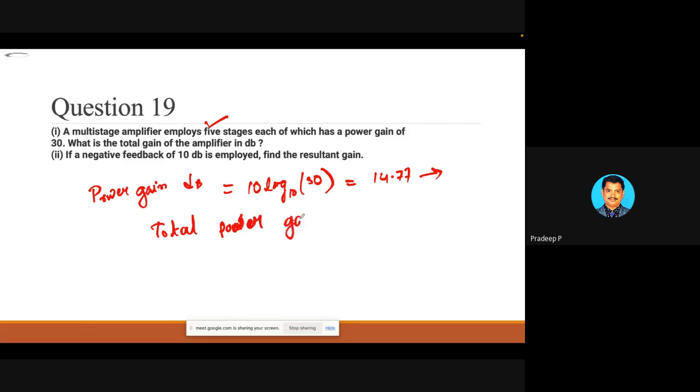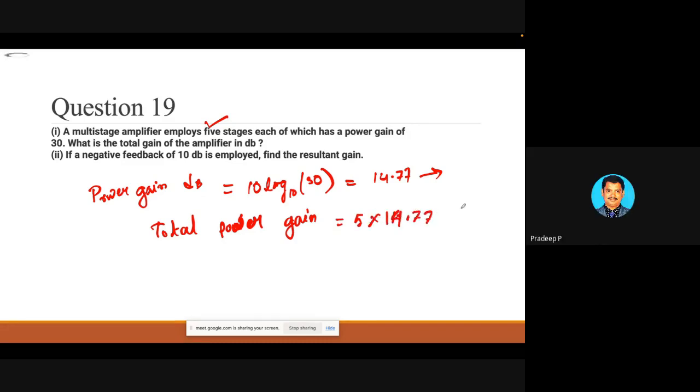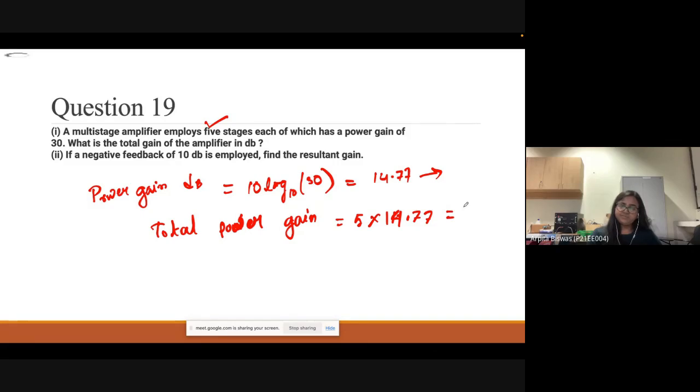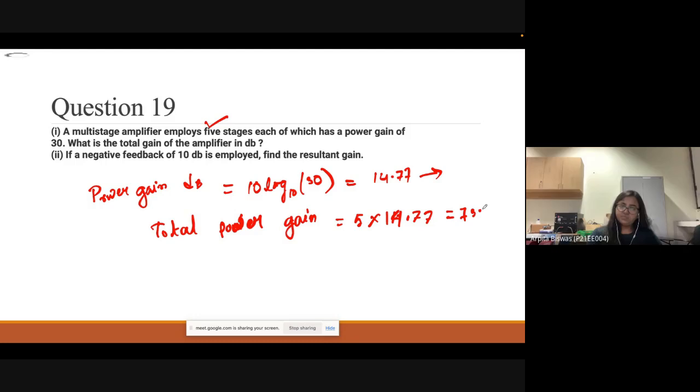Power gain, 5 into 14.77. Then what is the value of it? Calculate it, please. 73.85 dB. And what is the answer of the first case?